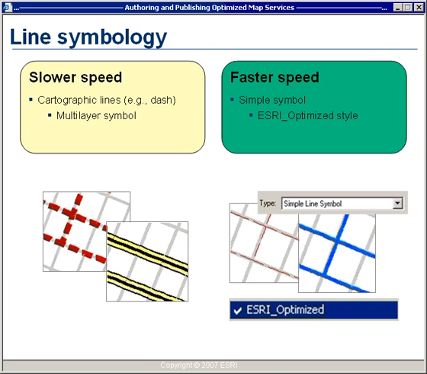Similar principles apply to the line symbology too. It takes more time for the map server to render a cartographic line symbol, particularly if it has many layers to it, than it does a simple symbol. Choosing line symbols from the ESRI optimized style can help you make good choices for your map service performance. This style was developed using the same principles we are talking about here in this seminar.